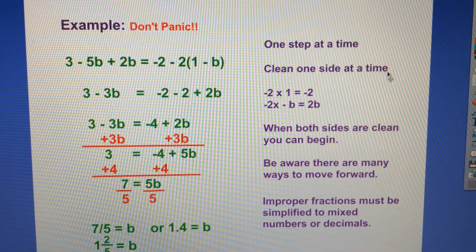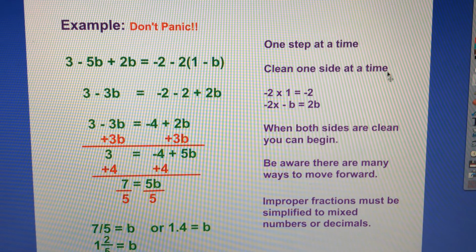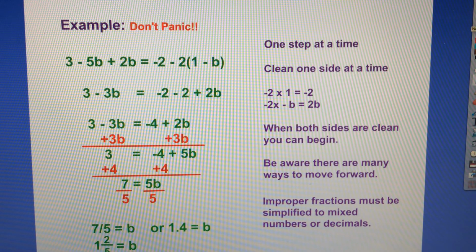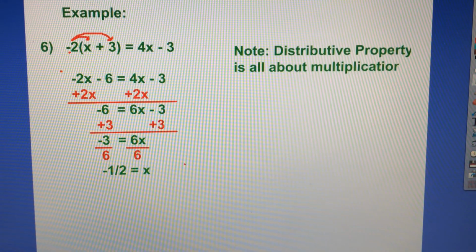This looks complicated, but it really was not. Go back. Try to have fun with it. It really is fun once you learn how to do it. Let's take a look at another. Here I just have the distributive property. Look at it for a moment.